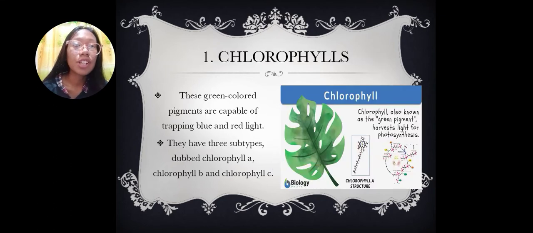So the first one is chlorophyll. These green colored pigments are capable of trapping blue and red light. They have three subtypes dubbed as chlorophyll A, chlorophyll B, and chlorophyll C. So chlorophyll is also known as the green light harvester for photosynthesis. So chlorophyll A is found in all photosynthesizing plants.